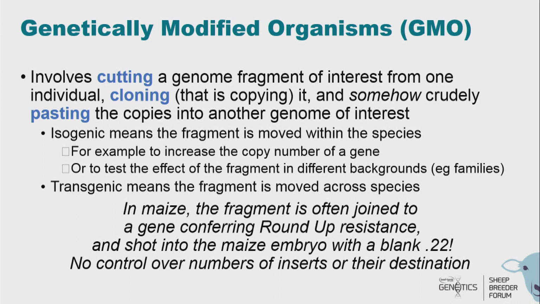And they were cloned genes that had been copied out of some other maize family, and joined to that copy was a Roundup resistant gene. And when they fired the blank, it would actually shoot that material through a little sieve and blast it into embryos. So there was no control of where in the genome it went, no control of how many copies of it went into the genome.